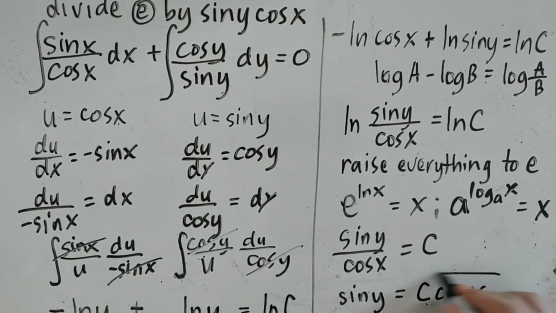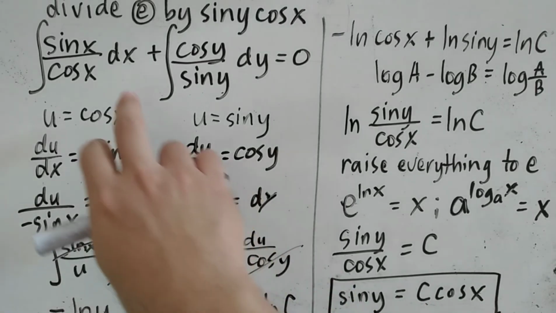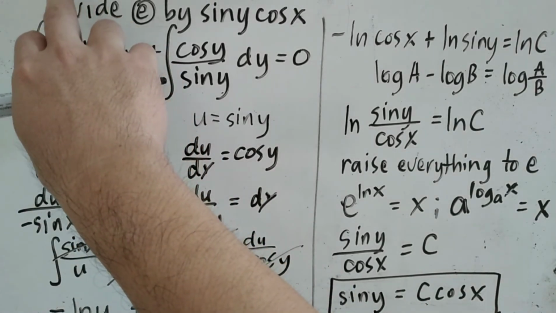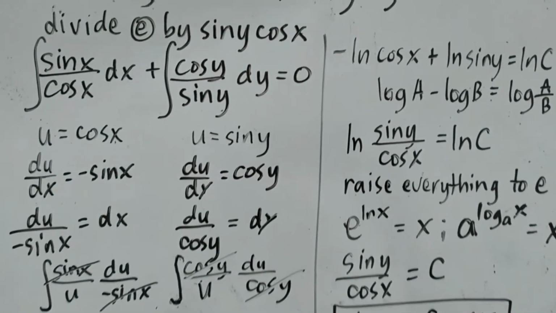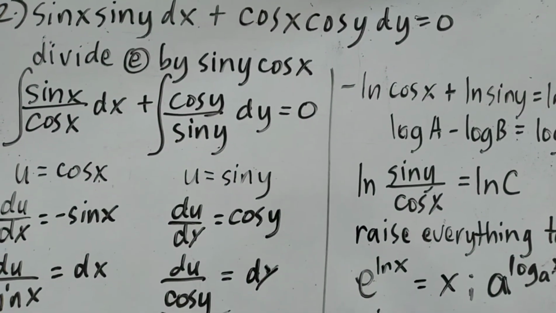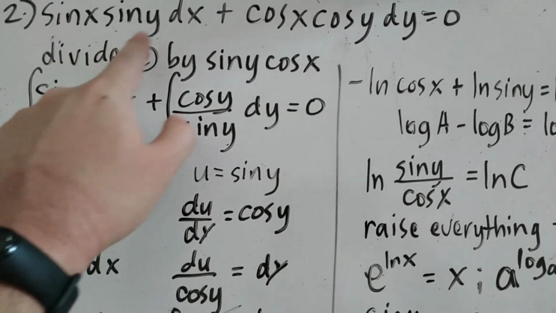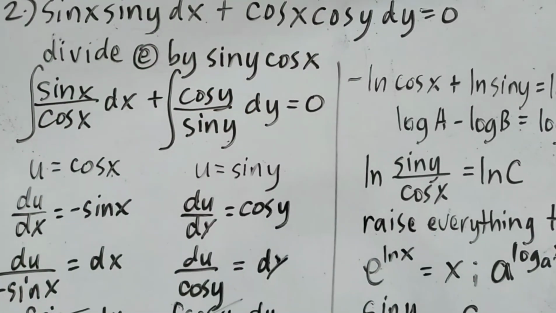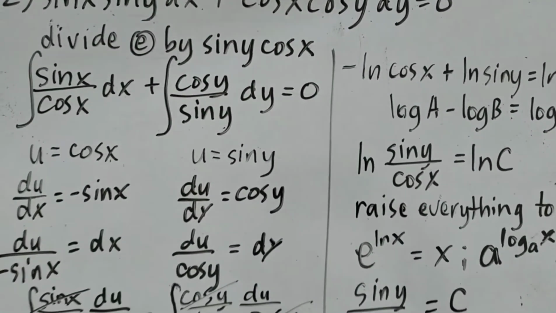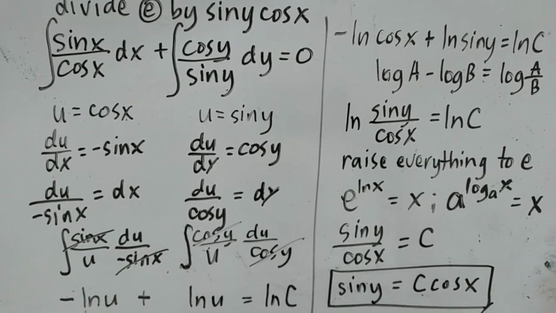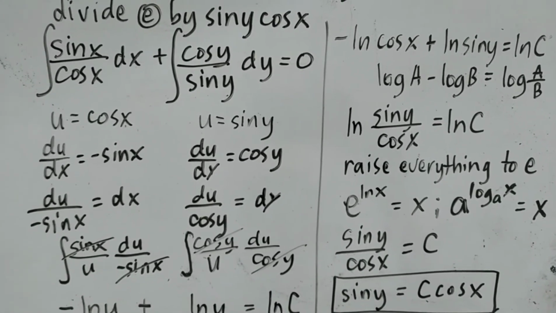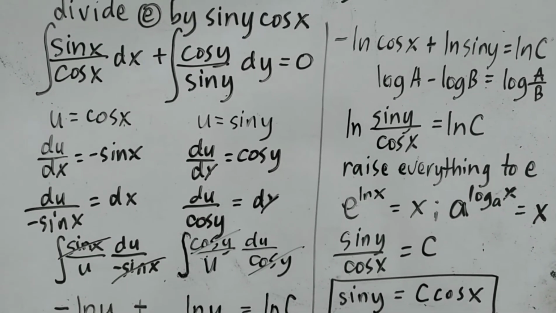So we now have the general solution for the differential equation sine x sine y dx plus cosine x cosine y dy equals 0, and that solution is sine y equals c cosine of x.